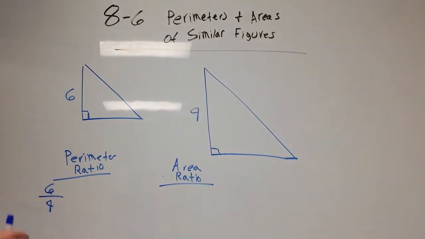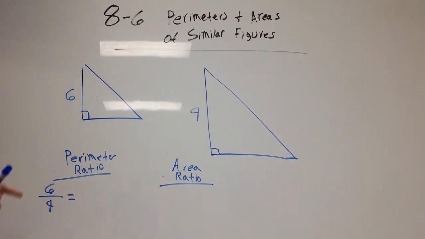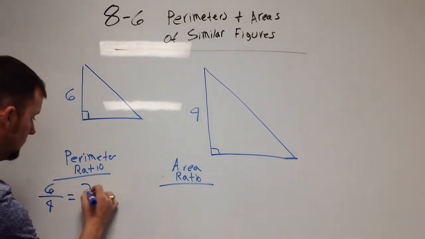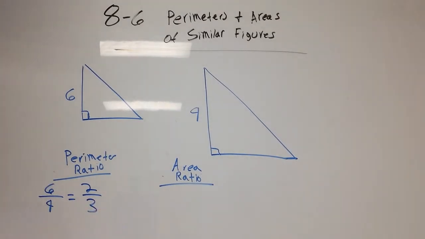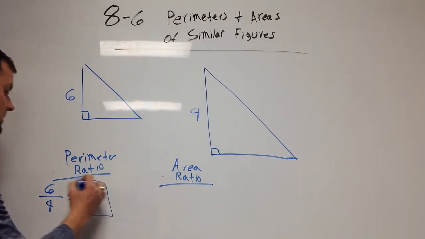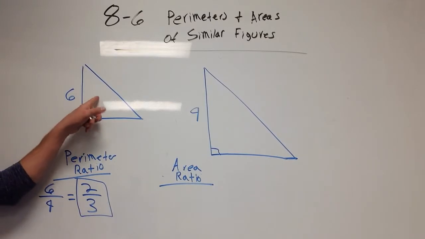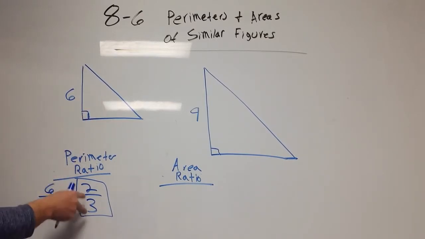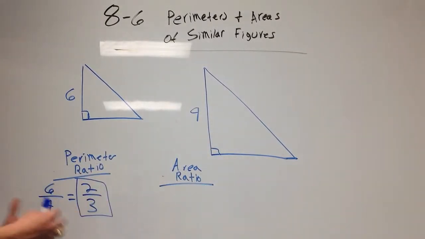And what you see here is 6 over 9 can be reduced by 3. So 6 divided by 3 is 2, 9 divided by 3 is 3, so it can be reduced to 2 over 3. So my perimeter ratio is going to be 2 over 3. So what I can do later is take this ratio, and let's say I only know the perimeter of the smaller one, then I can use this ratio to find the perimeter of the big one. Okay? Just by using that ratio.